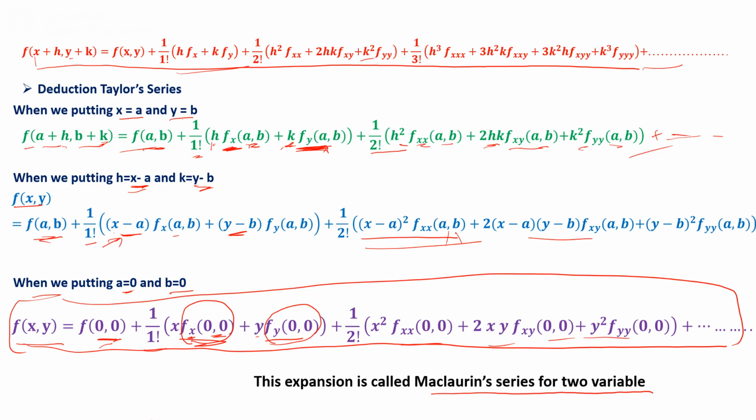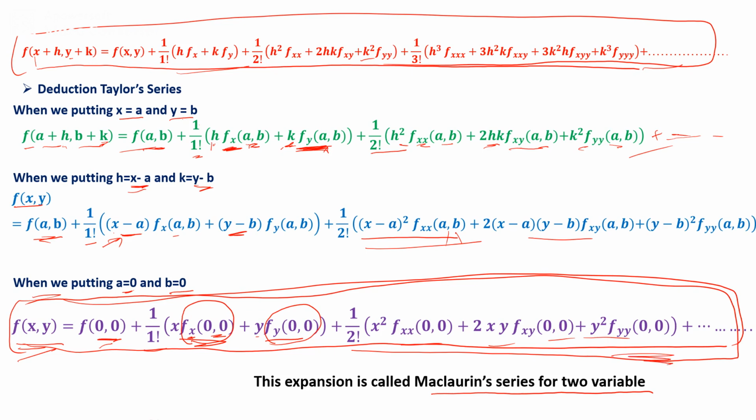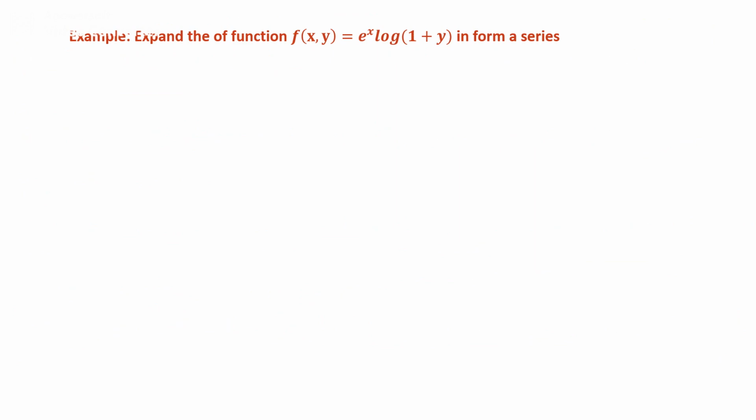So students, you have to remember, this is a Taylor series, and that extension of that series at origin is a Maclaurin series. So if we want to expand a simple function of two variables, we expand about the origin and we use the Maclaurin series. And if you want to expand the function about some point, we use that deduction of the series, the Taylor series. So let's see one example.